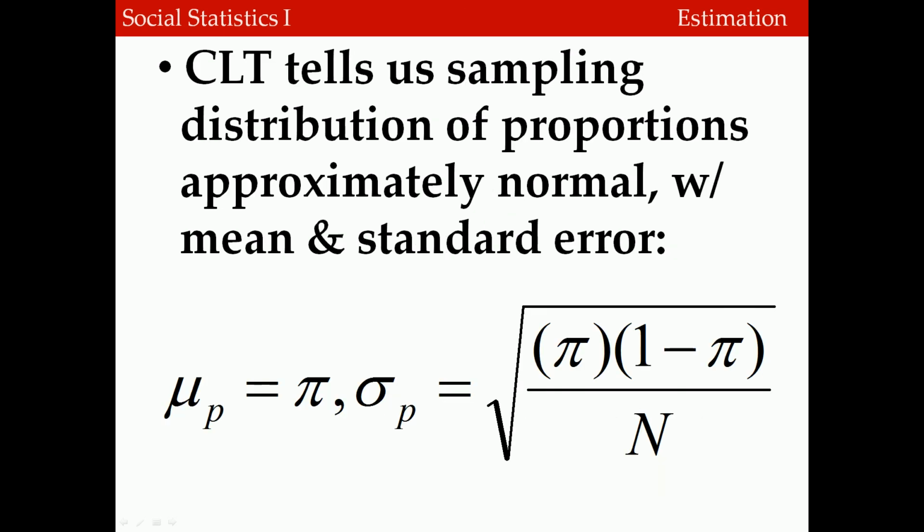Okay, so the central limit theorem tells us that the distribution of proportions is approximately normal, with the following mean and standard error. The mean of the sampling distribution is equal to pi. Here I'm using pi to represent the true population proportion. The standard error of proportions, which I'm calling sigma sub p, is equal to the square root of the quantity pi, the true population proportion, times 1 minus pi, divided by n.